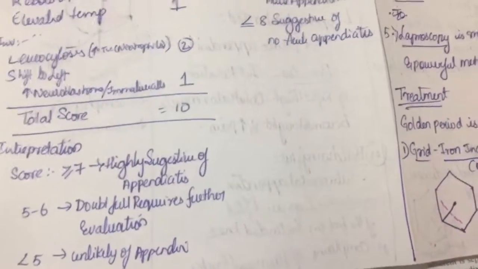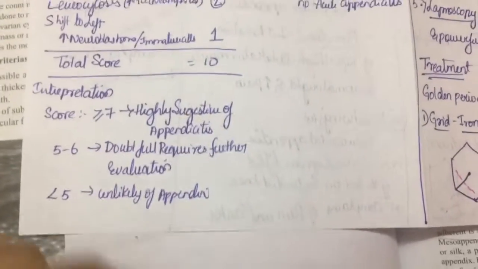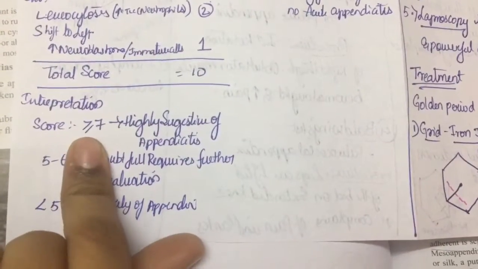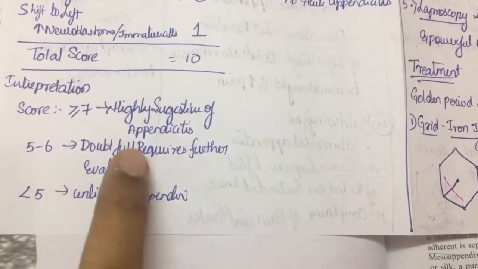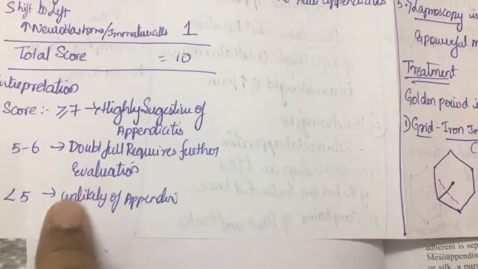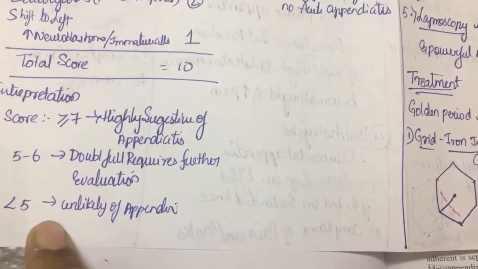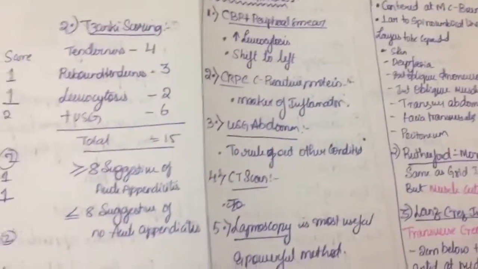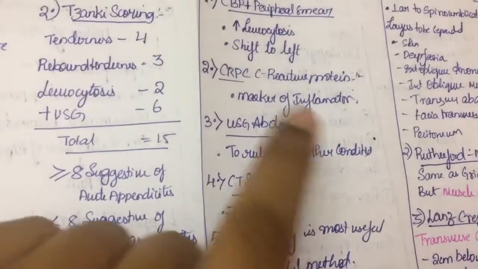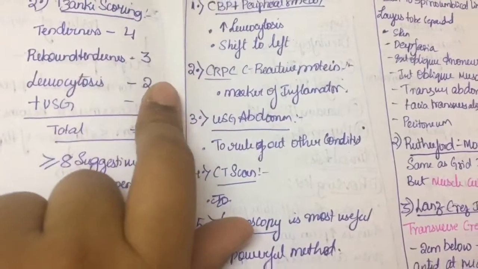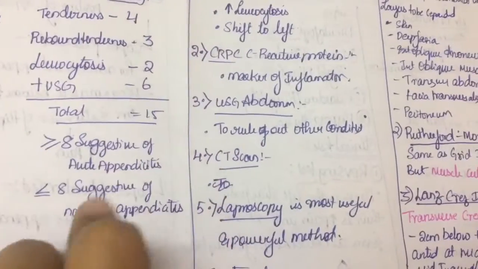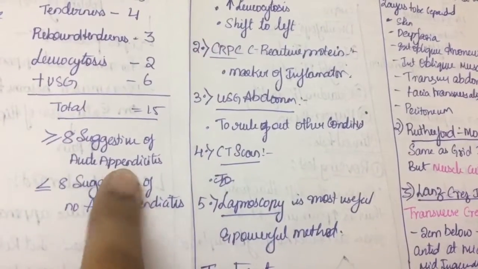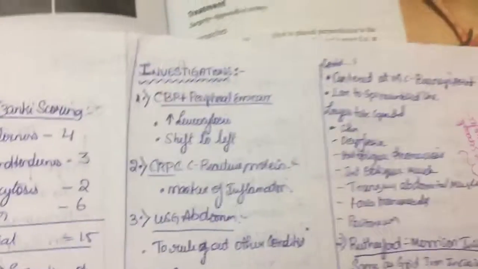Total score is 10. Interpretation: if score is greater than or equal to 7, it is highly suggestive of appendicitis, and 5 to 6 is doubtful or requires further evaluation. Less than 5 is unlikely to be appendicitis. Tzanakis score: tenderness 4, rebound tenderness 3, leukocytosis 2 and ultrasound 6. Total is 15. Here greater than 8 is suggestive of acute appendicitis, less means no appendicitis.